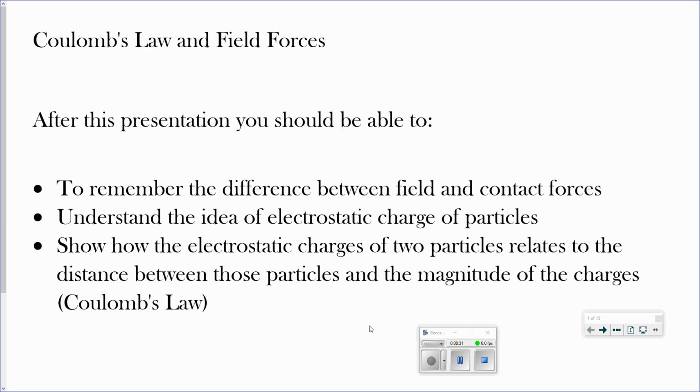So Coulomb's law has to do with what happens when you've got an electrical field. Electrical fields are created when objects transfer electrons. So we're going to go from the big macroscopic idea of the universe all the way back down to the atomic level. And in order to do so, we're going to have to remember the difference between field and contact forces, understand the idea of what an electrostatic charge is, which is actually a really fancy name for just transfer of electrons, and show how the electrostatic charge of two particles relates to the distance between those particles and the magnitude of the charges.